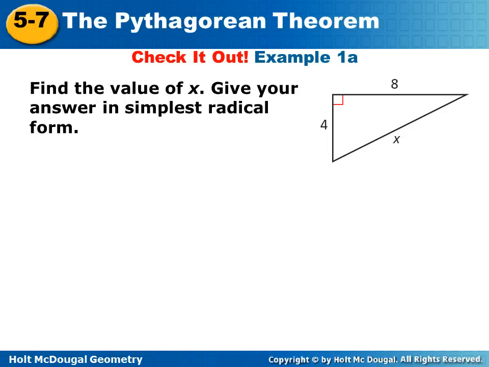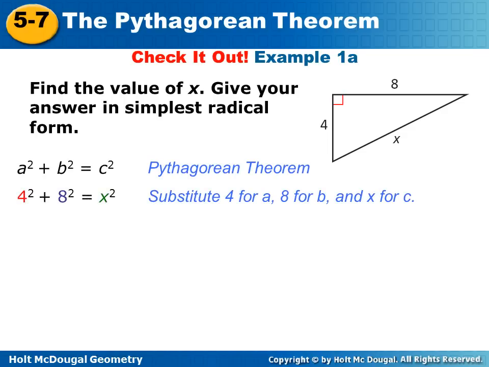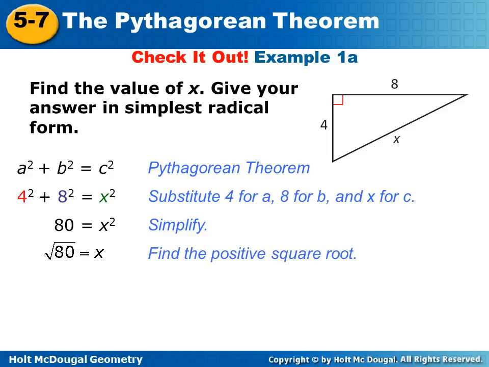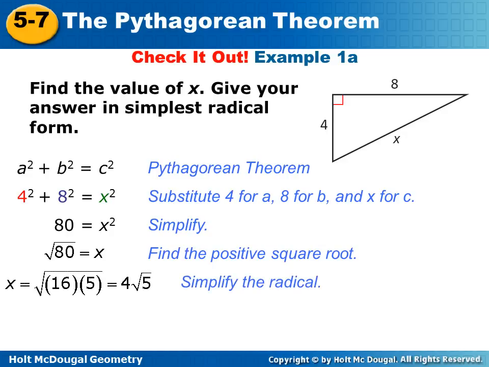Another example, we have a squared plus b squared equals c squared. We plug in 4 for a, 8 for b, and x for c. We get 4 squared plus 8 squared equals x squared. Simplify. 16 plus 64 is 80. And find the square root. The square root of 80 is equal to x. And we can simplify this one by dividing by 16 and pulling out a 4. So x is equal to 4 radical 5.